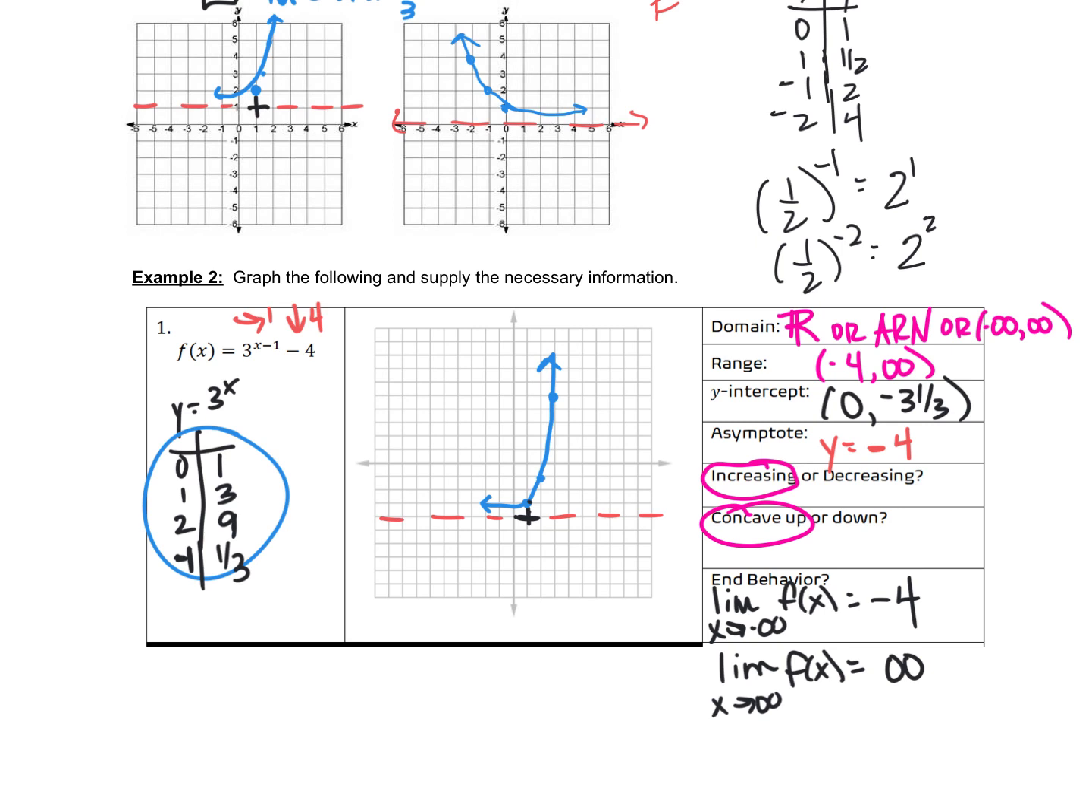Now, this y-intercept, I'm probably not going to ask. The other stuff is more important, especially the concavity, the increasing, decreasing, and the limit statements. That's what AP is going to be looking for.